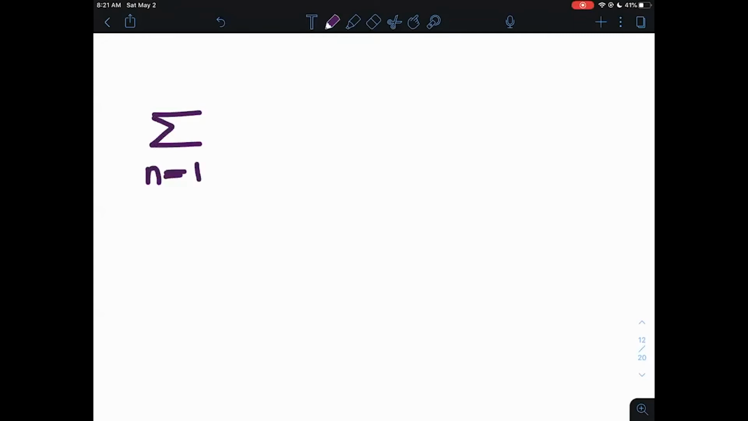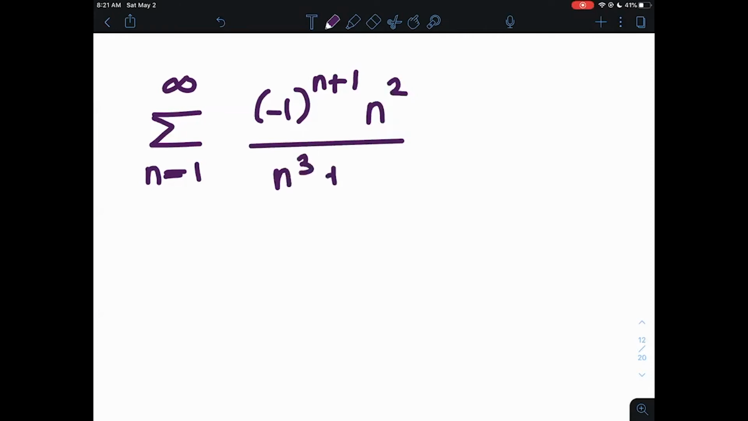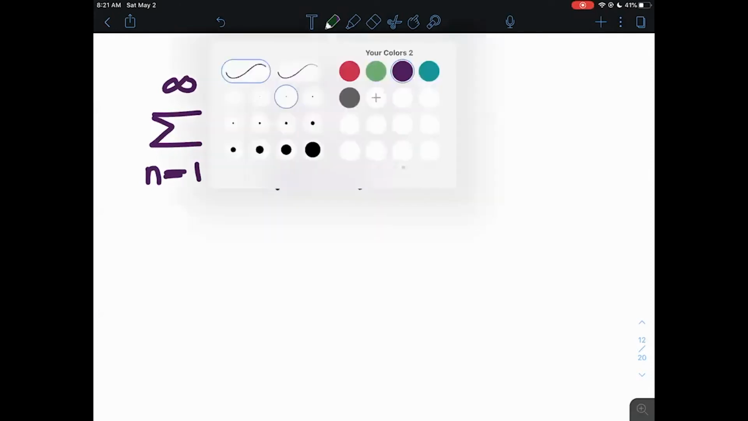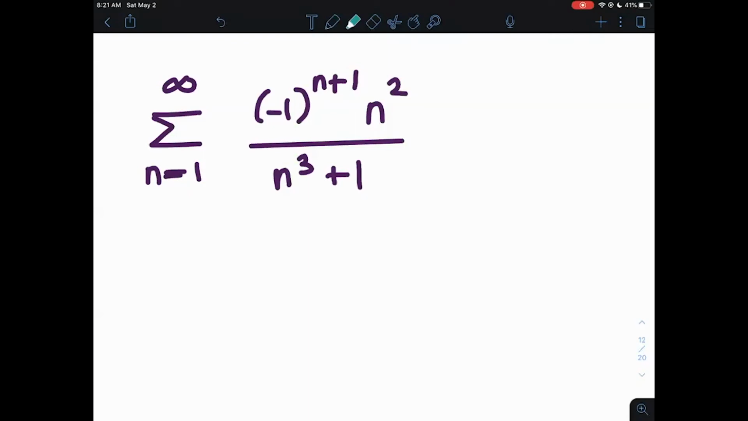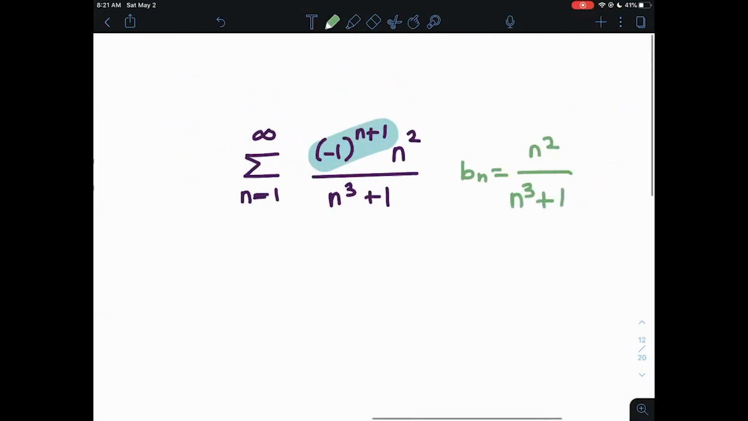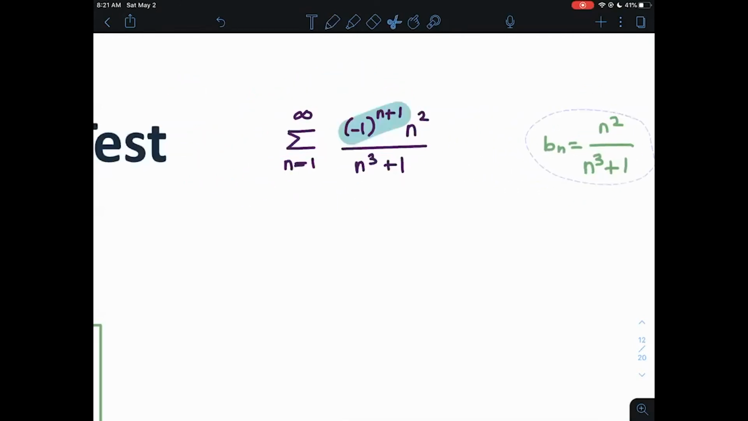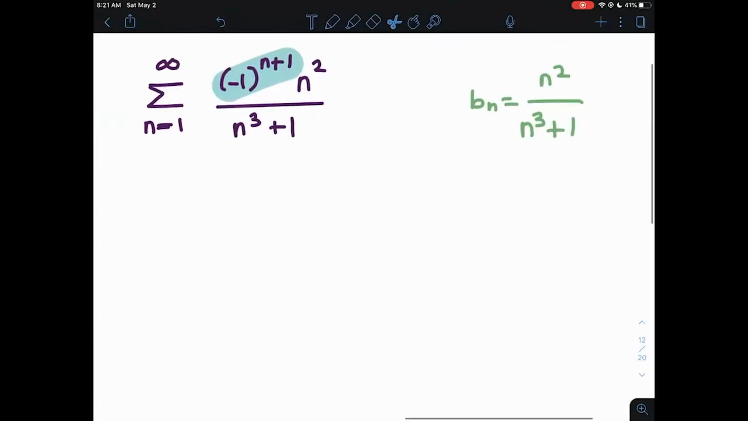We have the sum from n equals 1 to infinity of (-1) to the n plus 1 power times n squared over n cubed plus 1. In this particular case, if we separate out this alternating piece, b sub n is equal to n squared over n cubed plus 1. Take away the alternating piece, and that will give you your b sub n.